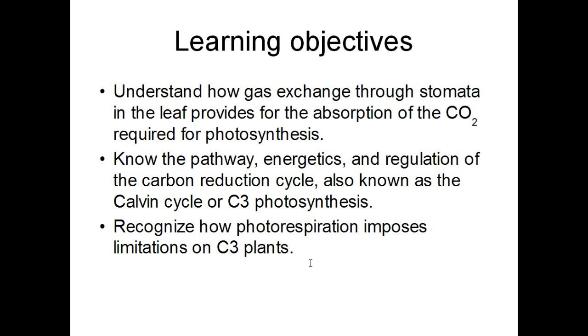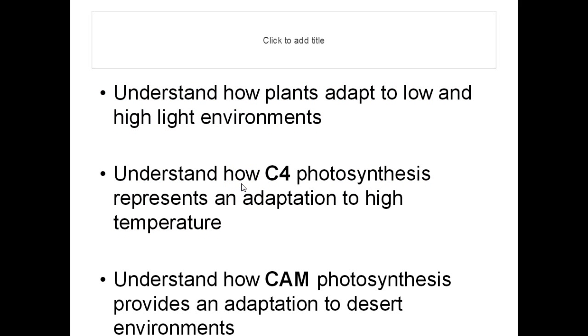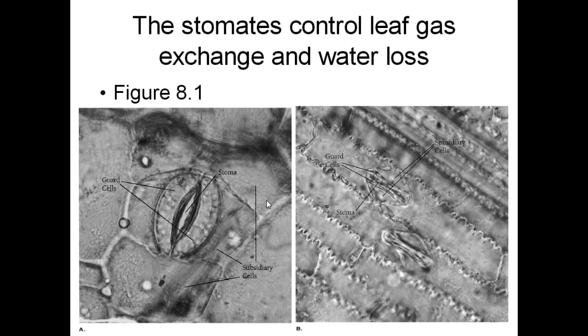We're going to spend a little bit of time talking about how the CO2 gets in, which is, of course, integrally related to water potential and the stomata opening and closing. And then we're going to talk about something called photorespiration and how plants can get around that. Now, we'll then talk about the modifications that plants have evolved to survive under different kinds of light and different amounts of water. Okay?